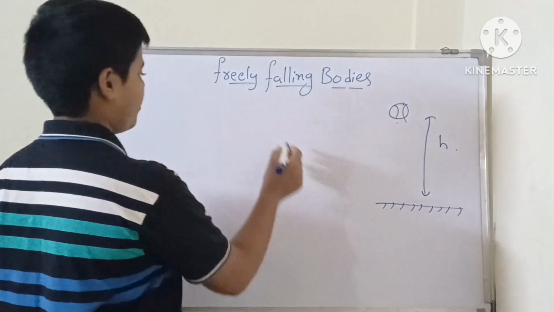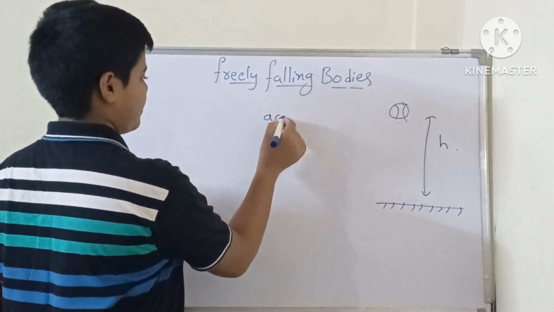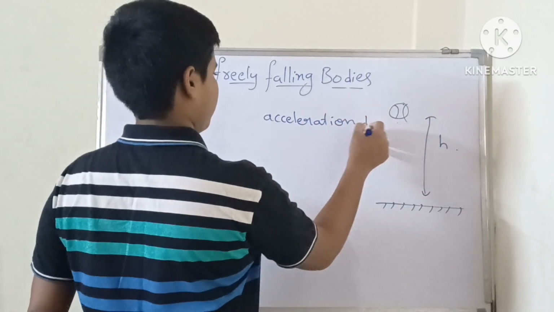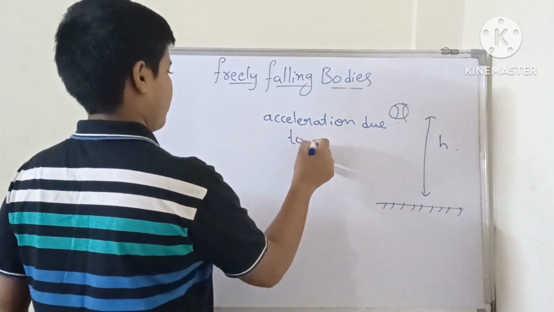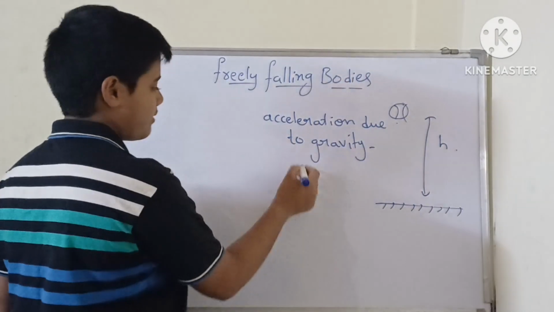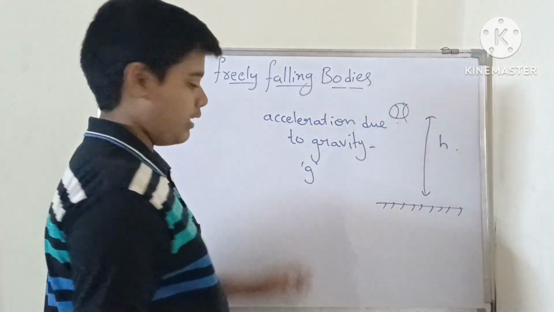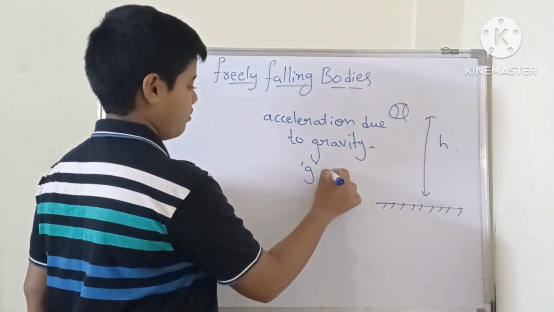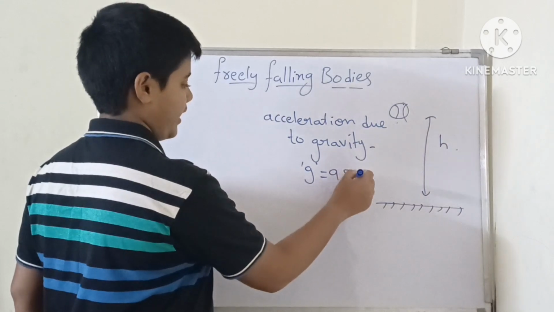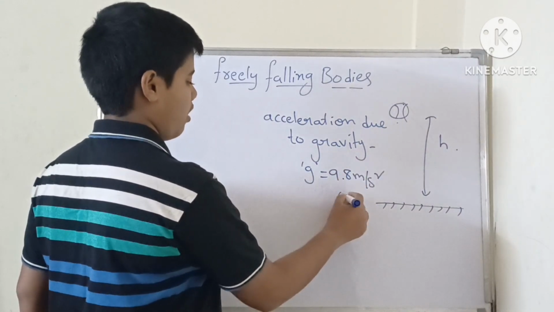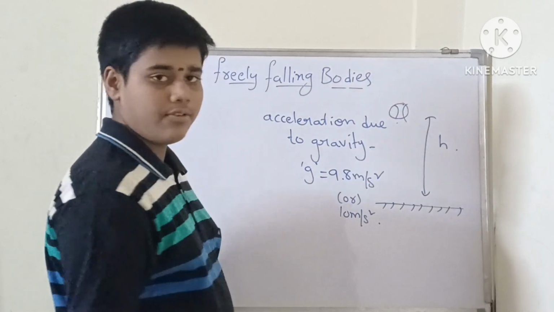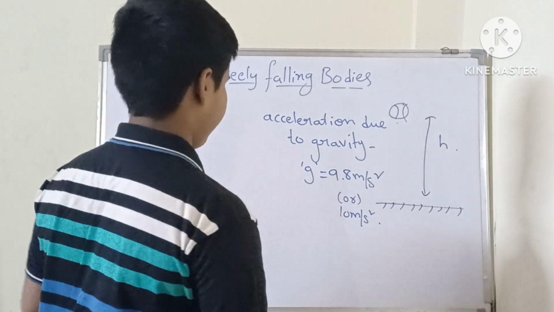We already learned about acceleration due to gravity, which means g. The value of g has 2 values: 9.8 meter per second square, or we can simply take 10 meter per second square. Okay. So this is the g value.